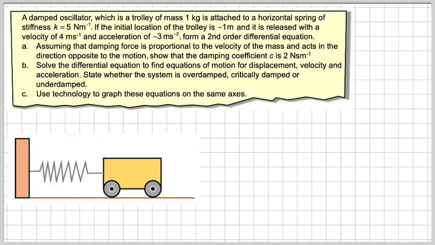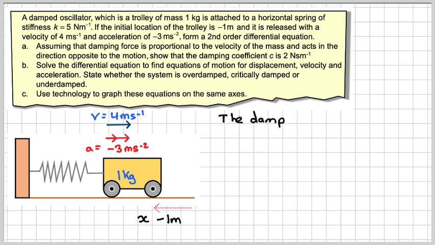So here we've got the system. It's going to start at -1 meters. Its mass is 1 kilogram. Initial velocity of 4 meters per second. Initial acceleration of -3 meters per second squared. Now, the damping force will be minus c times the velocity, which is dx over dt. We're told that in the question here.